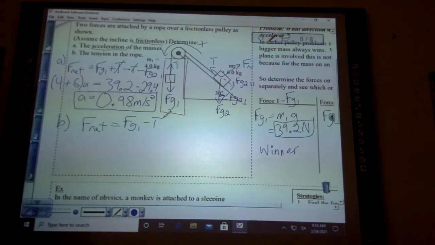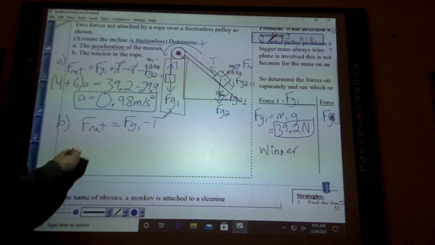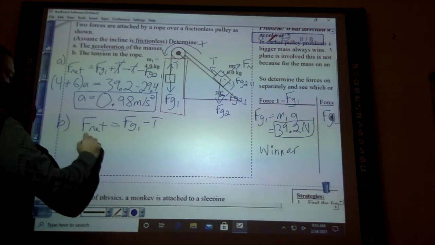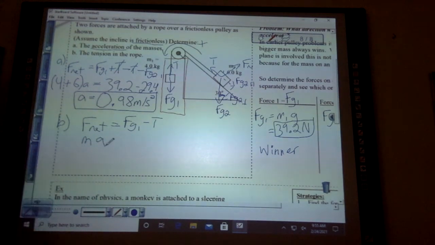Does the F-net equation work for a single mass? Yes. You can make a net equation for any object, any combination of objects. Well, let's try and calculate this. So if I'm doing F-net here, so it's MA, which mass am I dealing with in this case?